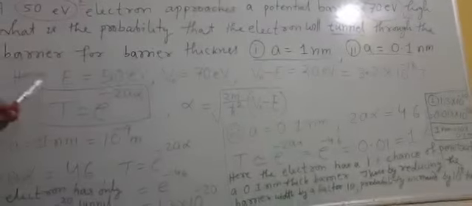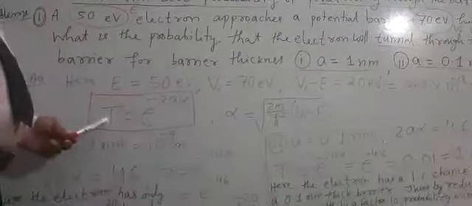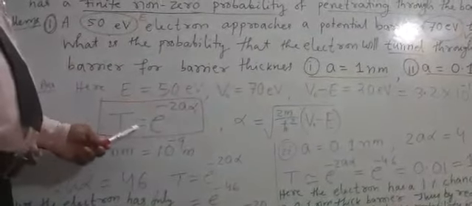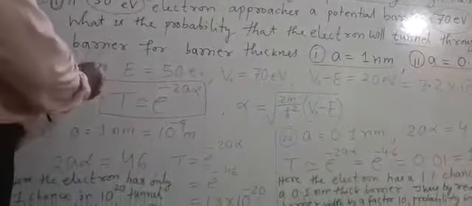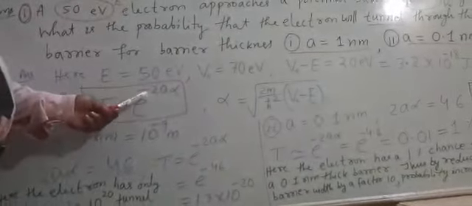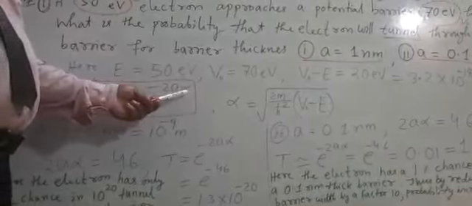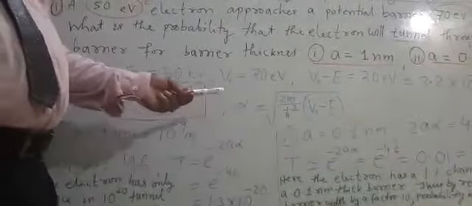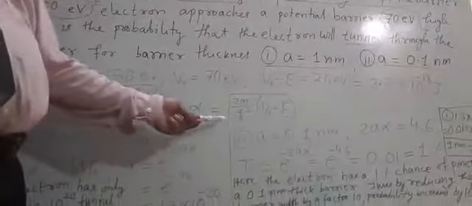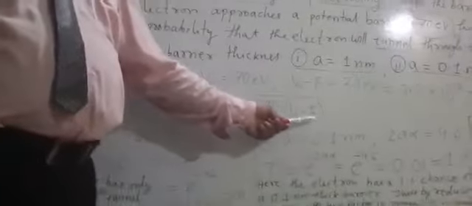Okay, first the formula for transmission probability T. It is an important formula. T is approximately equal to e to the minus 2a alpha. What is alpha? You can check the note. Alpha you will get from this formula: root over 2m by h cross square, times V naught minus E. From this formula you find alpha.